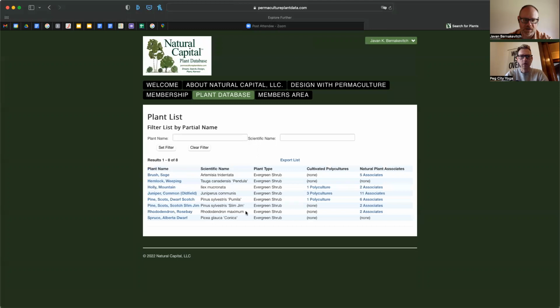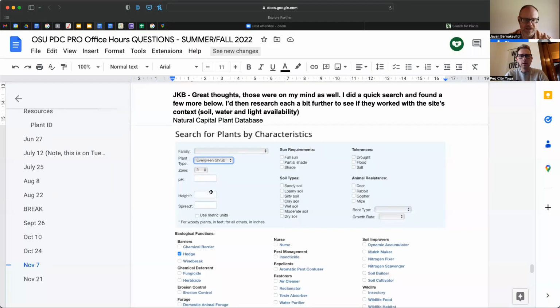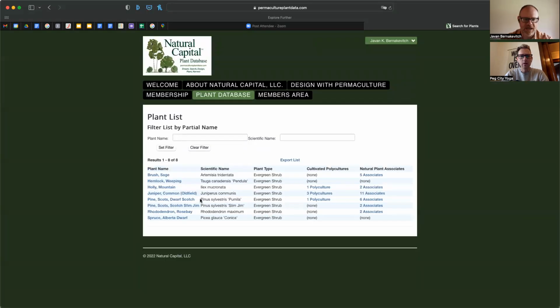So we're definitely getting a smaller set of particulars, because when we looked at this originally, we got probably double. Things like weeping hemlock, mountain holly, common juniper, dwarf Scotch pine, Scotch Slim Jim pine, rosebay rhododendron, and Alberta dwarf spruce all seem like really good decisions. Then what we would do is go into these and take a look at their spreads and see if they made sense for the canopy size in that area. If you're looking at something quite columnar, something you can cut, juniper's great. The holly will also be quite nice. The pines and the spruce aren't going to love being cut as much, and you'll tend to get some browning patches and some bald patches unless you treat them really lovingly. But that gives us a smaller set to choose from.